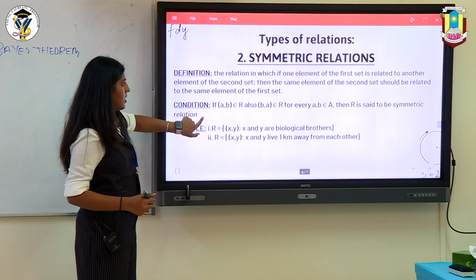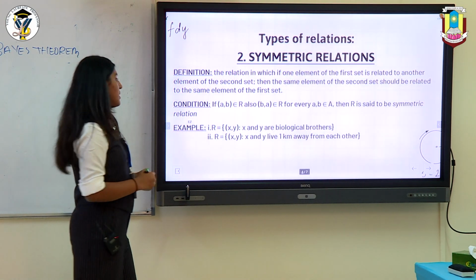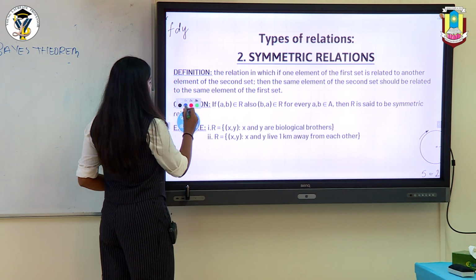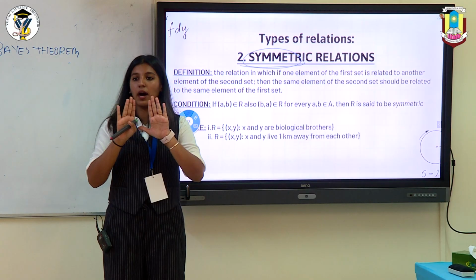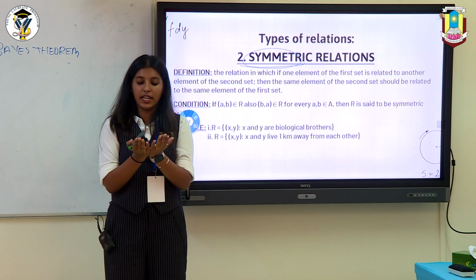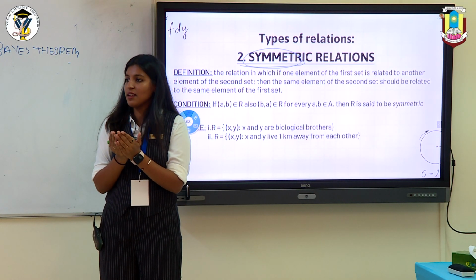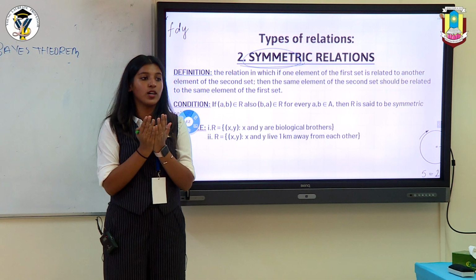Now I'll be moving on to the next type of relation, which is symmetric relation. This is also very simple. From the word symmetry, you understand. Okay, this is your palm, right? Your palms, and you look at them, aren't they symmetric? From a very young class, you learn what symmetry is.